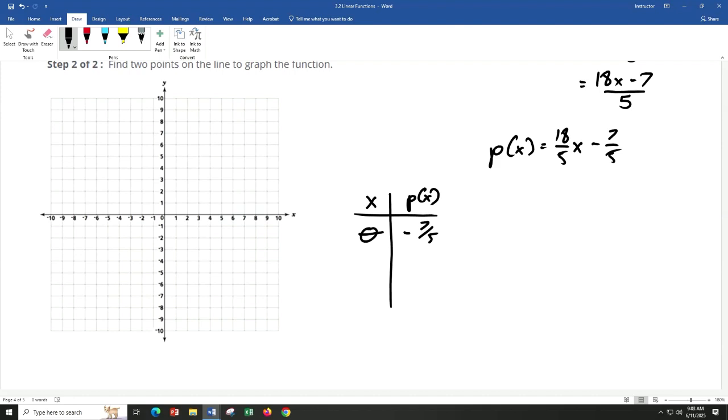Well, then how about another one? Let's do 2. Now you gotta be careful because you don't want to go off the graph. Okay, so let's try 2. P of 2 is gonna equal 18 over 5 times 2 over 1 minus 7/5. If you'll permit me now.